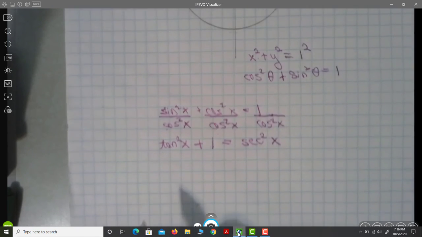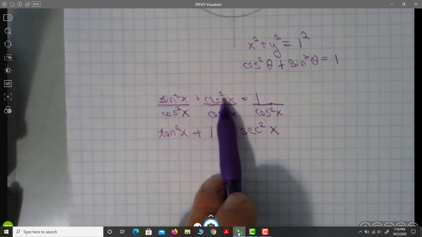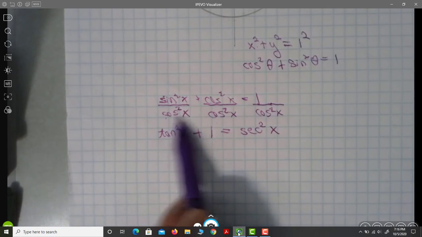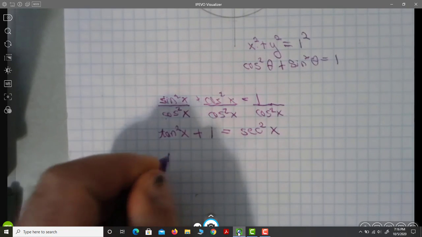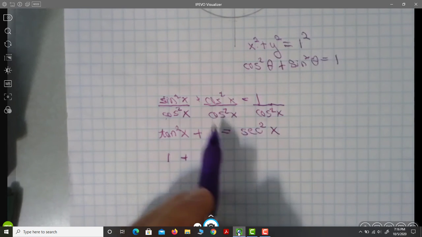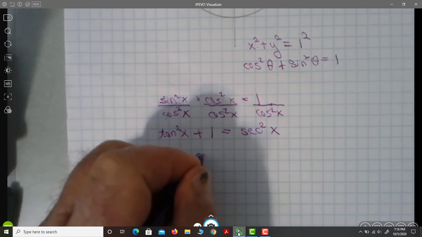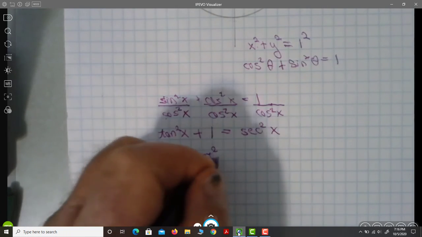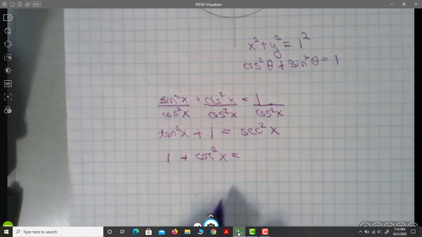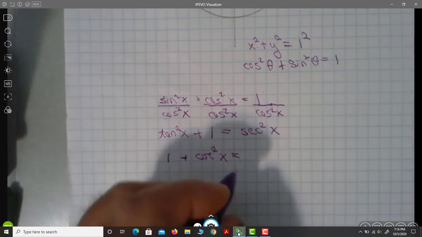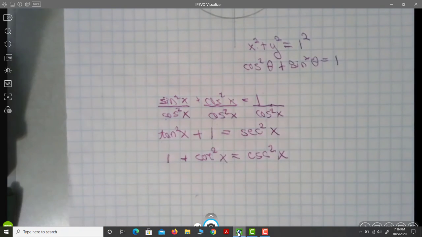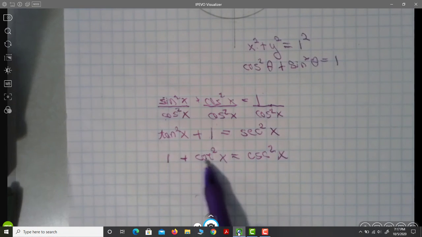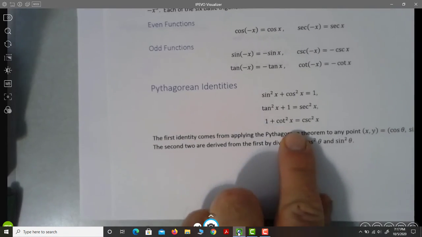In the same way, we could start with sine squared plus cosine squared equals 1 and divide it through by sine squared instead of cosine squared. Well, sine squared over itself is 1. Cosine squared over sine squared is cotangent squared. And 1 over sine squared is cosecant squared. So that gives us the last of the 3 identities. 1 plus cotangent squared x equals cosecant squared x. That's this guy right here.